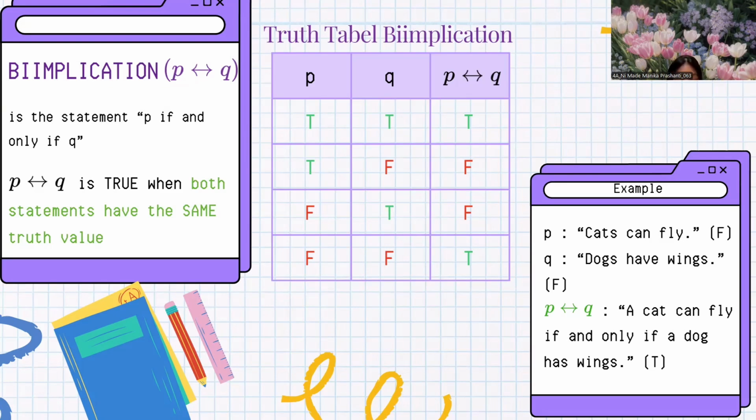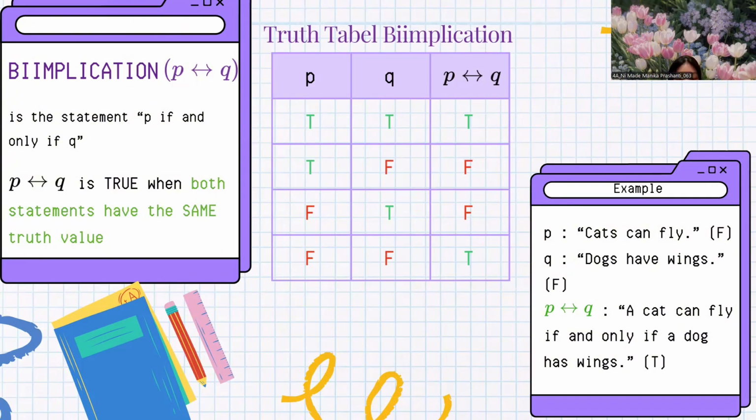The first row: T, left right arrow, T. Both are true. The result is true. Second row: T, left right arrow, F. One is true, the other is false. They don't match, so the result is false.